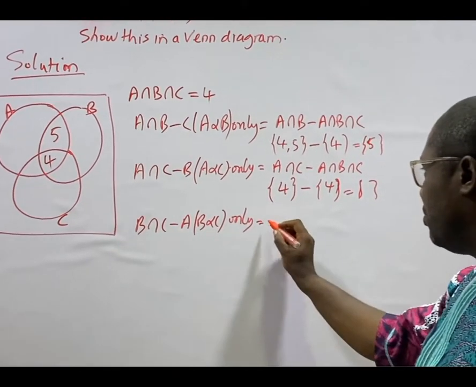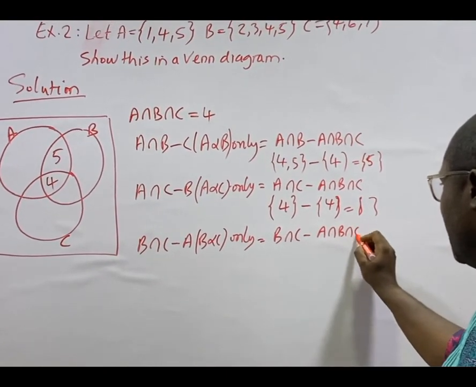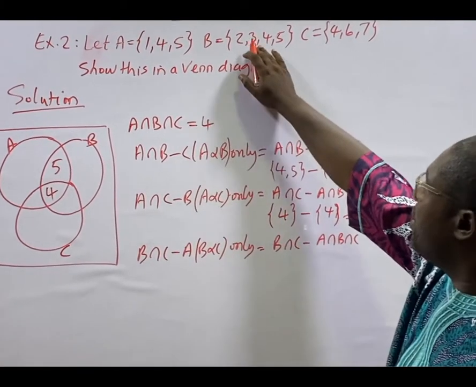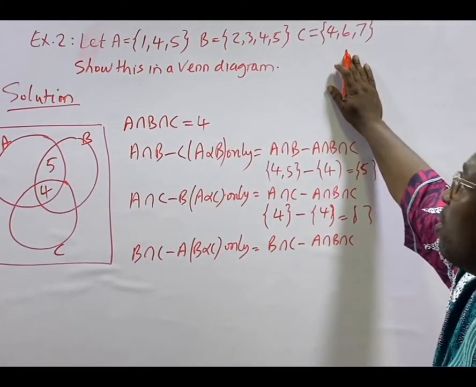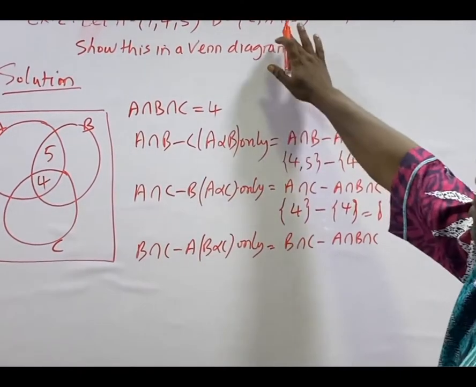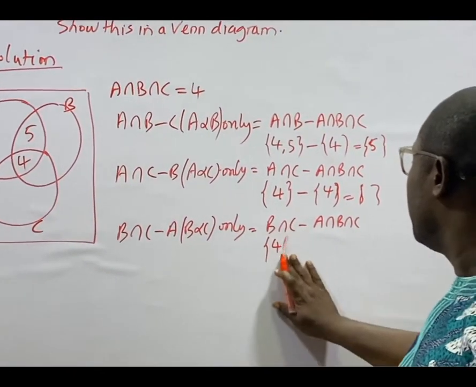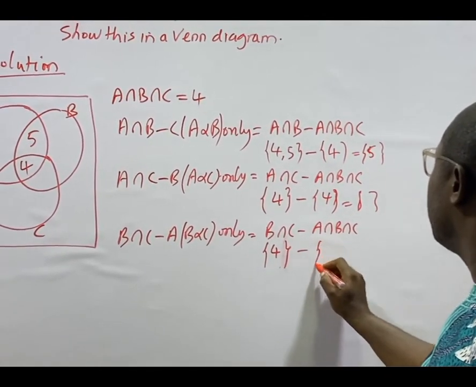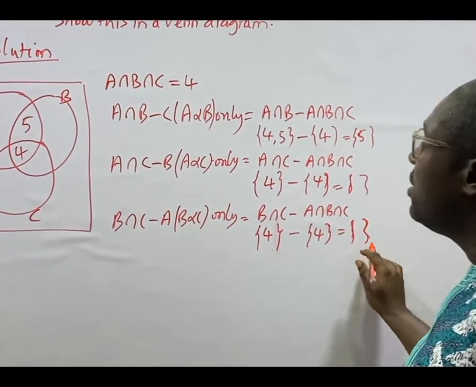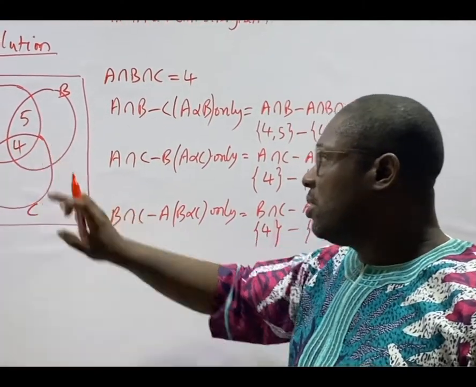B and C only will be B intersection C minus A intersection B intersection C. And B intersection C, what's common between B and C? Can you identify what's common between B and C? 4 is common. There's 4 here and there's 4 here. So this is also 4, this is also 4, and then this is 4 as well. So we're left with an empty set. Nothing will be placed here, nothing is here and nothing is here.